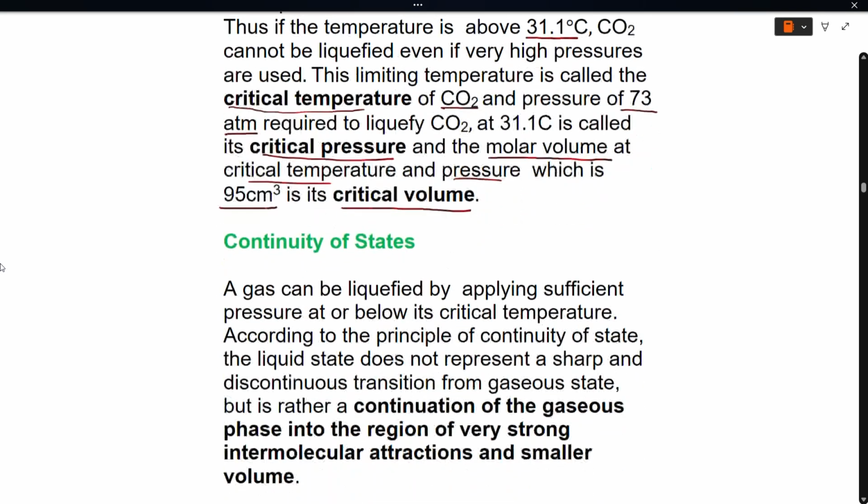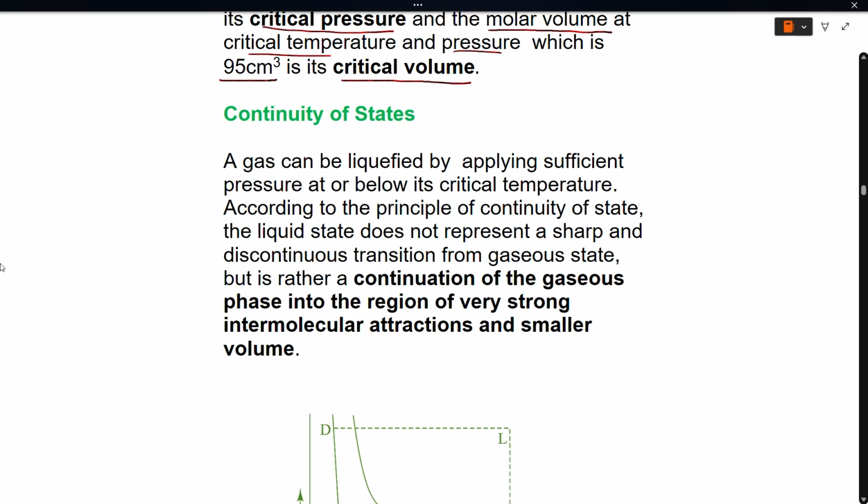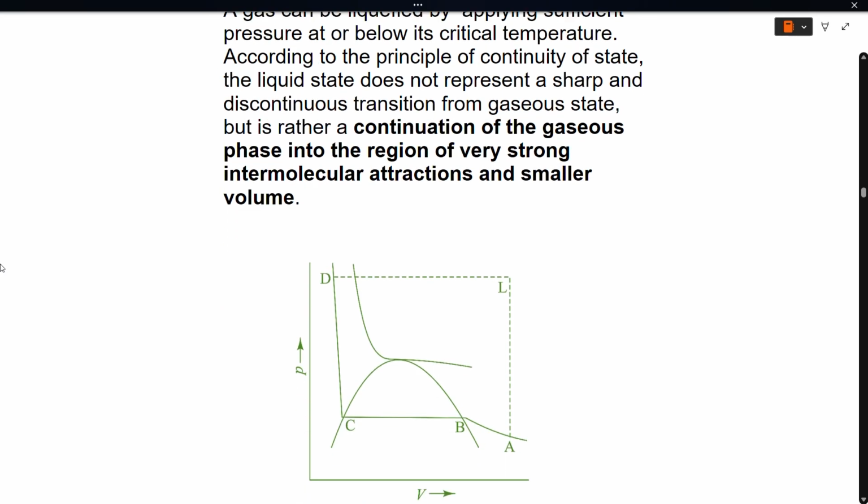Now, we will explain the continuity of state. We will take another graph. Okay. Here you can see this is a plot when the temperature is below critical temperature, and this is when temperature is equal to critical temperature, and this is the region which we have shown there where we have gas and liquid coexisting.